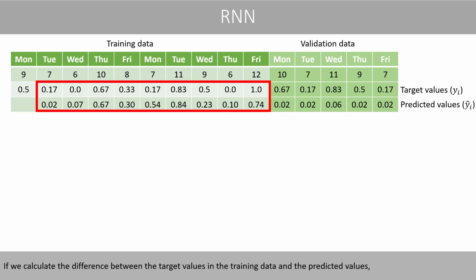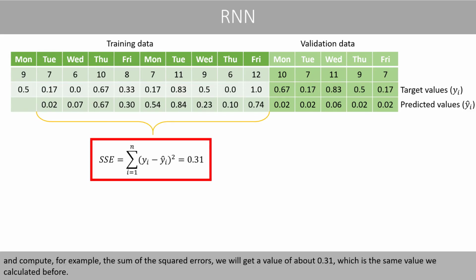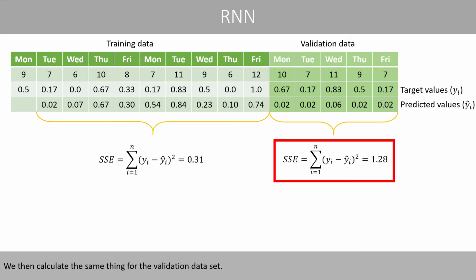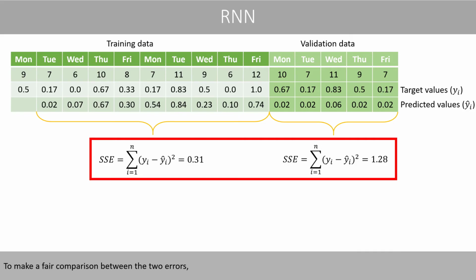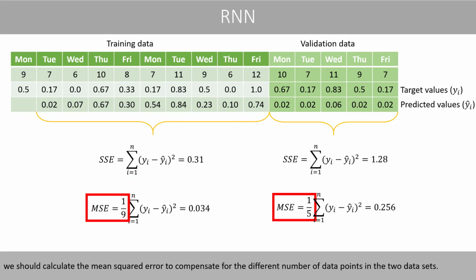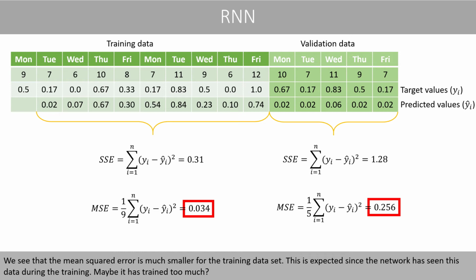If we calculate the difference between the target values in the training data and the predicted values, and compute, for example, the sum of the squared errors, we will get the value of about 0.31, which is the same value we calculated before. We then calculate the same thing for the validation dataset. To make a fair comparison between the two errors, we should calculate the mean squared error to compensate for the different numbers of data points in the two datasets. We see that the mean squared error is much smaller for the training data. This is expected since the network has seen this data during the training.